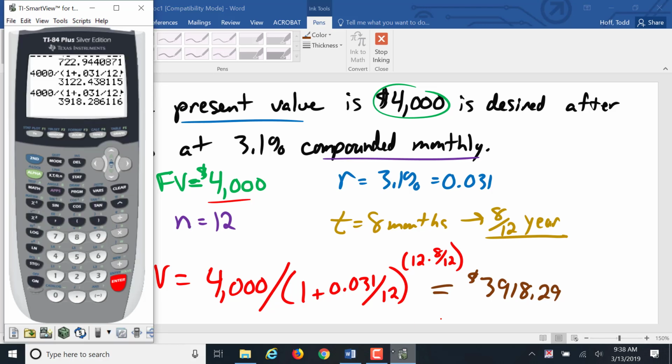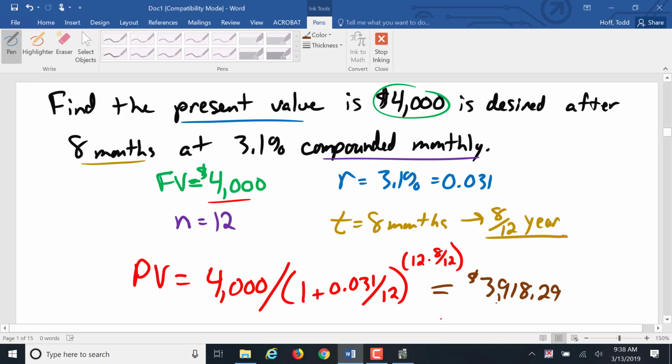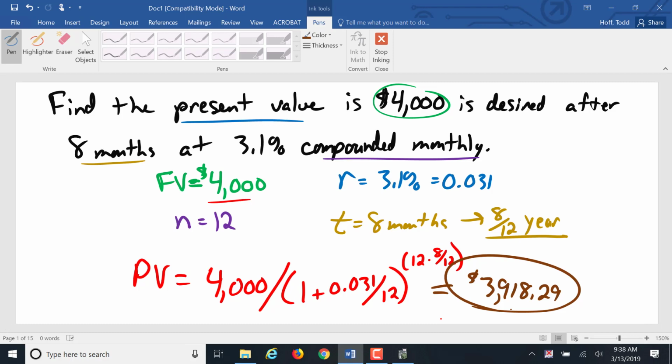So what this is saying is in order to have $4,000 after 8 months at 3.1% compounded monthly, you must start with $3,918.29. So that's the concept of finding the present value, the value needed at the beginning of an investment to achieve a desired future value or ending value for that investment.